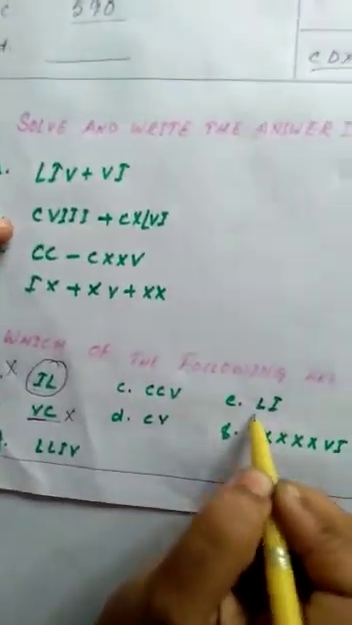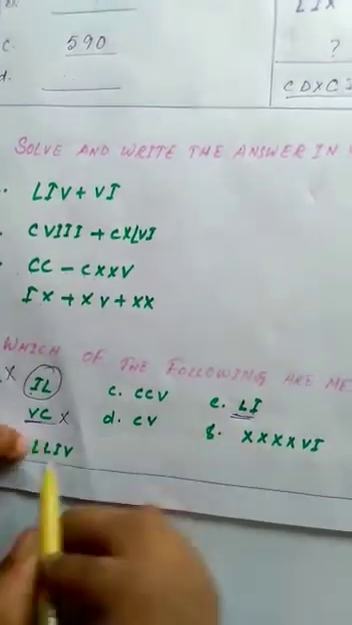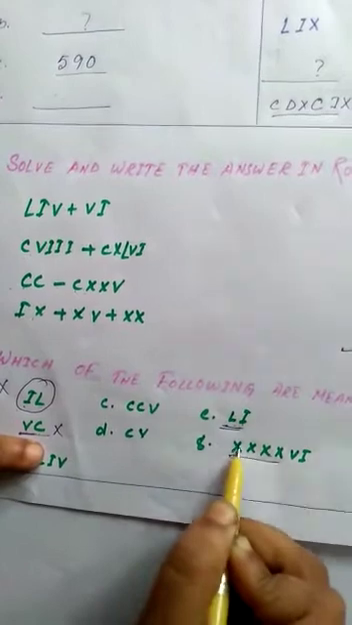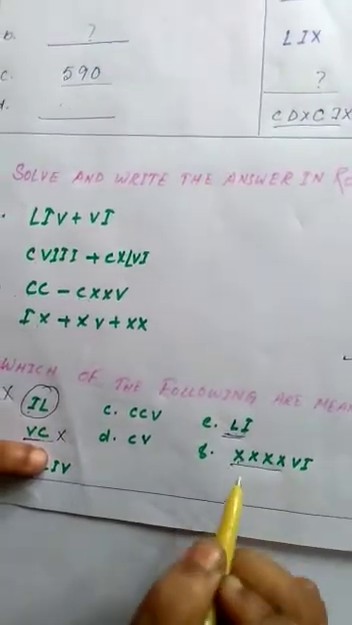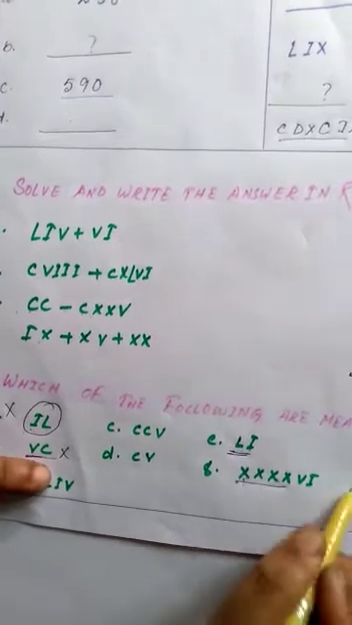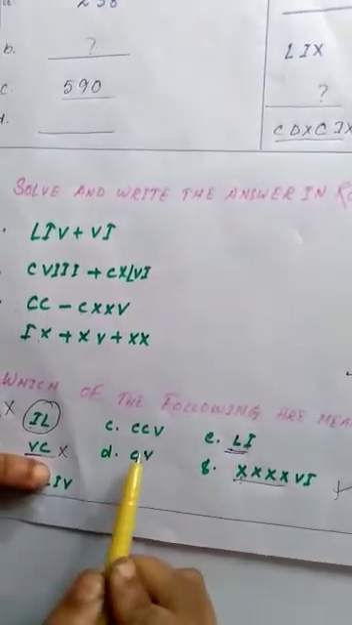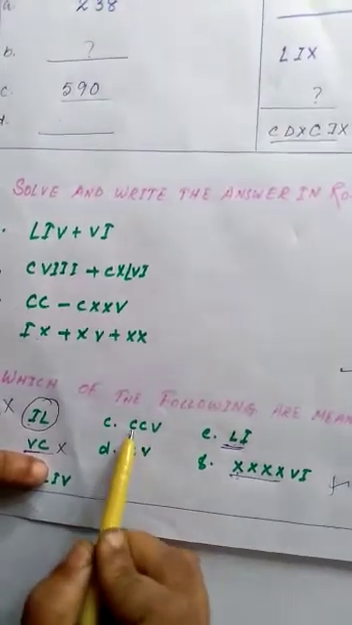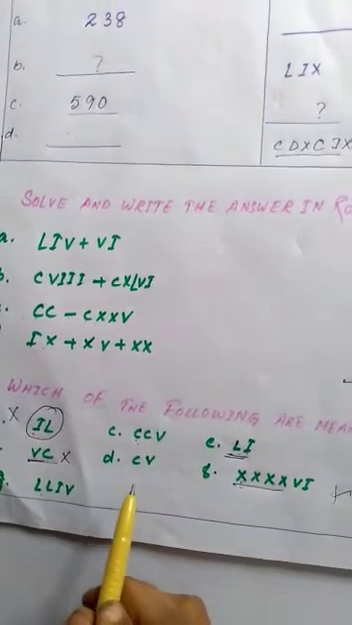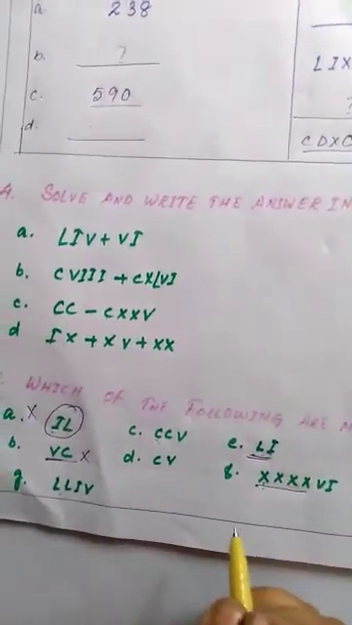See here LI, this is the correct number. But in the next one, LXXXX, see how many times X is repeated: 1, 2, 3, 4. X cannot be repeated more than 3 times, so it is also incorrect. Like this you have to see. Alright students, this one is correct, CV, so 205, yes or no? This way you have to see which is correct and which is incorrect.